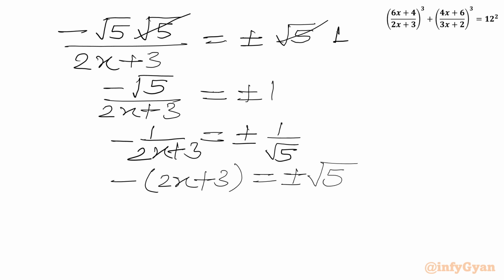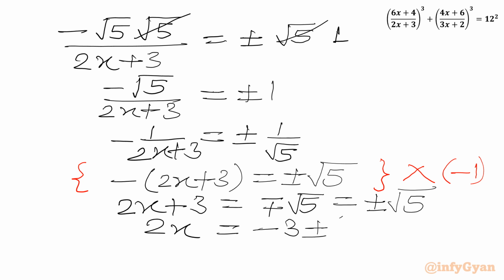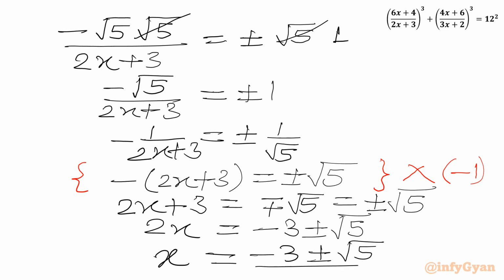Switching of numerator and denominator. Multiply this equation with negative 1. So I can write 2x plus 3 equal to minus plus square root 5, which is same as plus minus square root 5. Now I will take away 3 from both sides. So 2x will be equal to minus 3 plus minus square root 5. Divide both sides by 2, we will get our final answer, x equal to minus 3 plus minus square root 5 over 2.